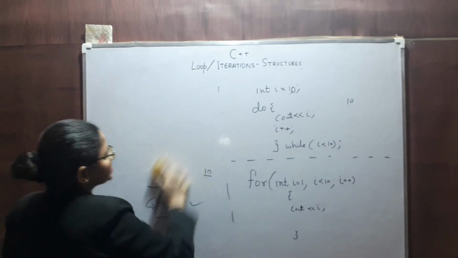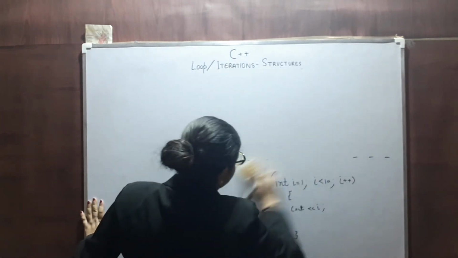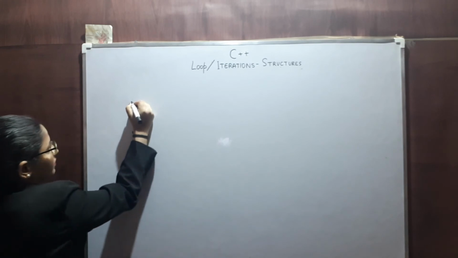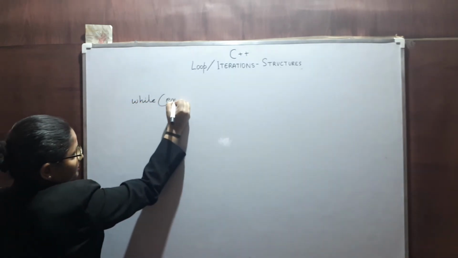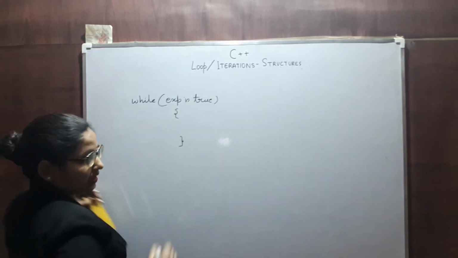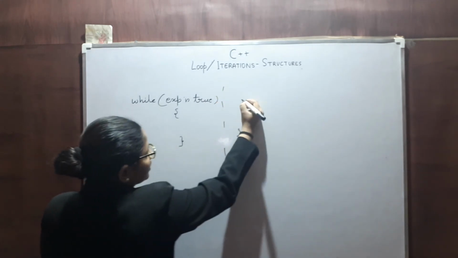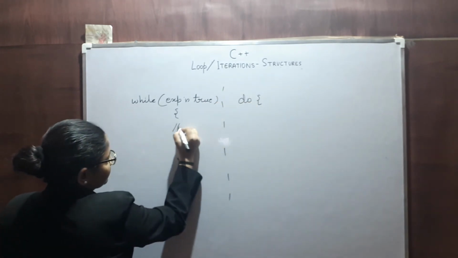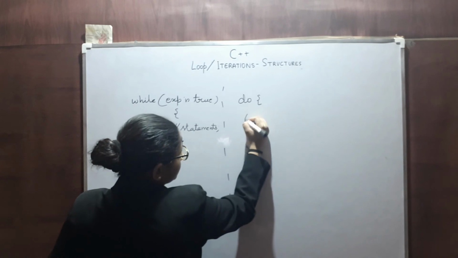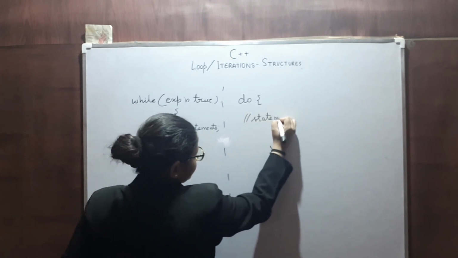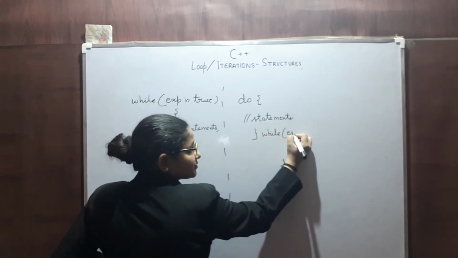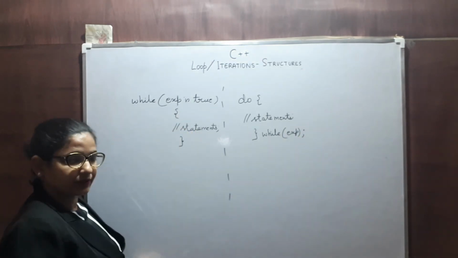Fine. So, let's see the syntax of these statements. Now we understand these statements, right? While expression is true, execute this while block. Fine. Do statements, then while expression and a semicolon. Fine.